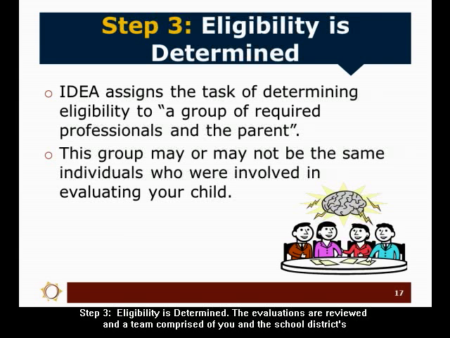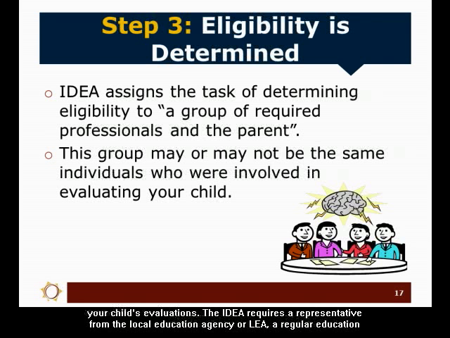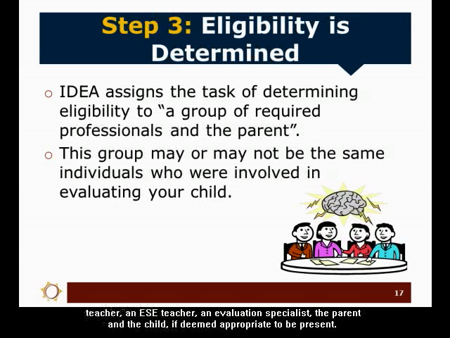Step 3. Eligibility is determined. The evaluations are reviewed and a team comprised of you and the school district's qualified professionals come together to discuss the results and determine whether your child is eligible for special education and under which category or categories. Often, they are different professionals than those who conducted your child's evaluations. The IDEA requires a representative from the local education agency, or LEA, a regular education teacher, an ESE teacher, an evaluation specialist, the parent, and the child, if deemed appropriate, to be present.